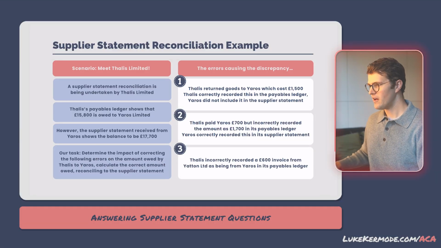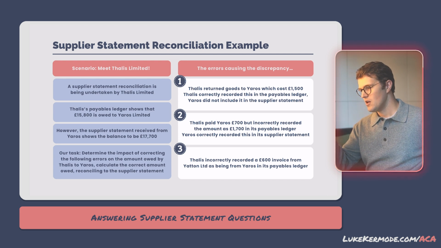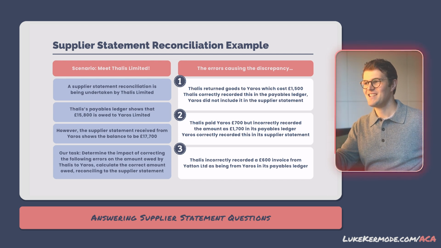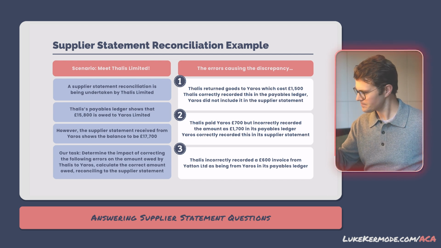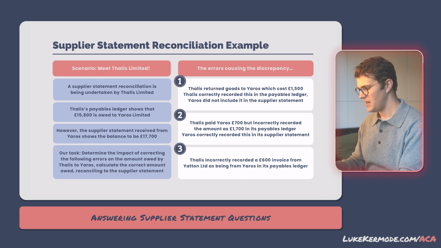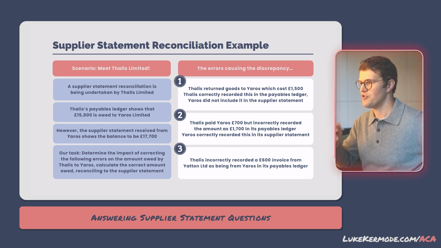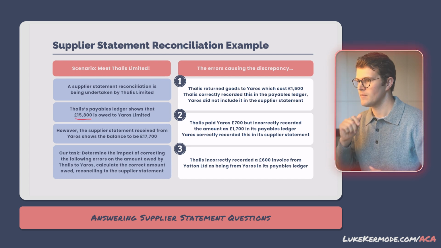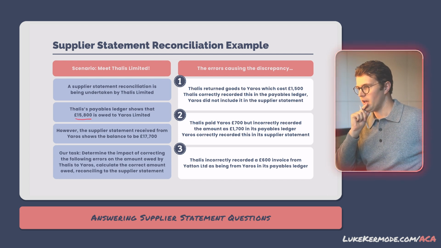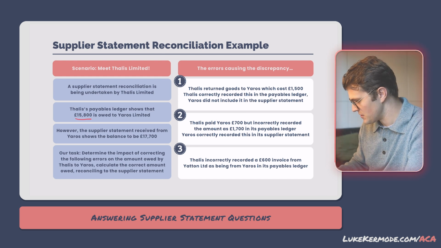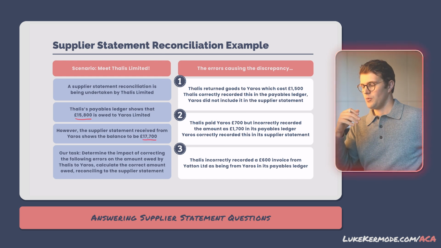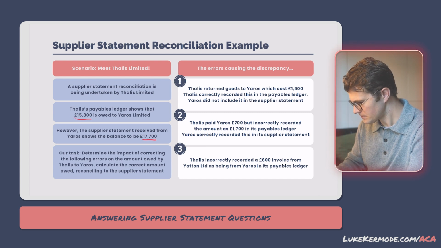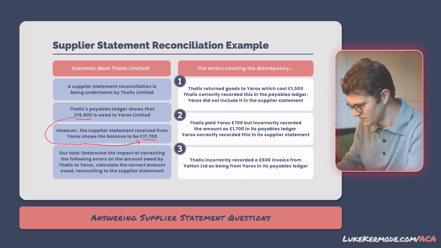So let's walk through a supplier reconciliation scenario to see how we resolve differences between a business's internal records and an externally provided supplier statement document. So in this case, Thales believes it owes Yaros £15,800 according to its own payables ledger. But when Yaros sends over its own supplier statement document, it shows a balance of £17,700, which creates a discrepancy of £1,900.